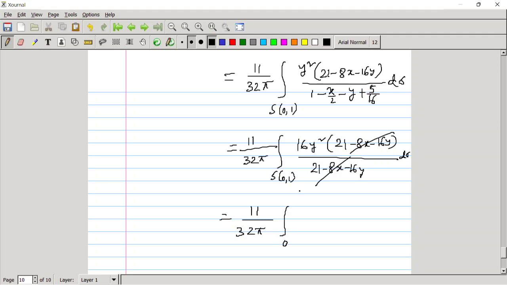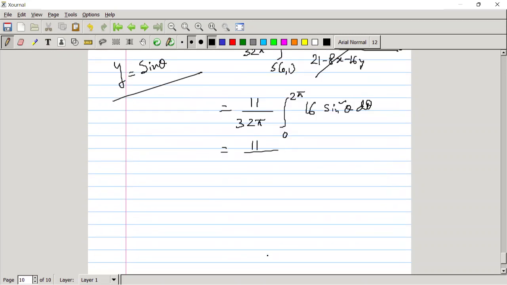Again in the integral I am replacing x equal to cos theta, y equal to sine theta. This is the standard replacement from Cartesian to polar. So sine square theta d theta. Now the integration of sine square theta from 0 to 2 pi: 2 sine square theta means 1 minus cos 2 theta, and the integral of 1 is 2 pi and the cos 2 theta integral is 0. So you got 11 by 2, that is 5.5. Okay, this is my answer.